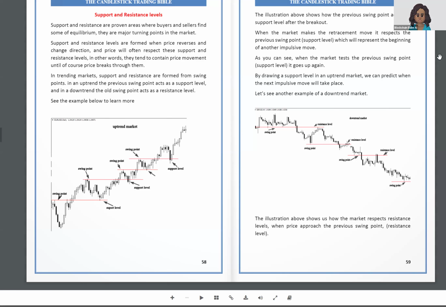So it keeps going from support, resistance. So think of it as a ping pong ball, right? It goes up, down, until the big move breaks it, right? The illustration above shows how the market respects resistance levels when price approaches the previous swing point. Resistance level. All right. Hold on for a second.